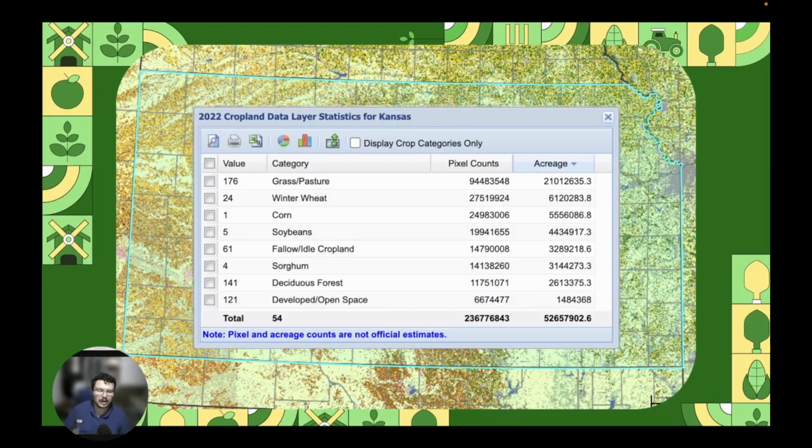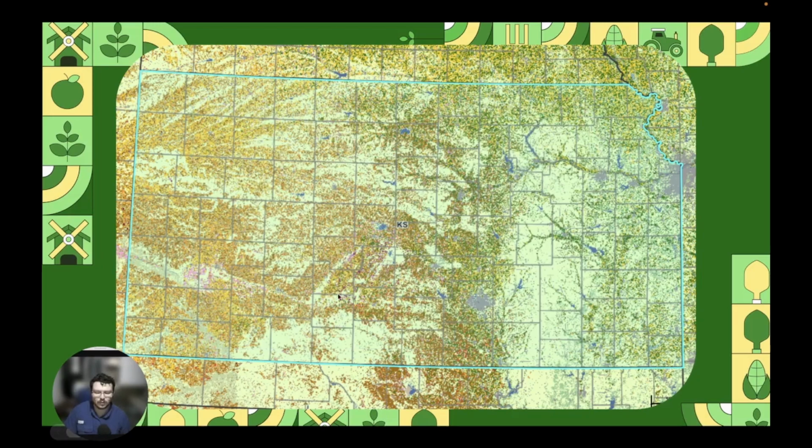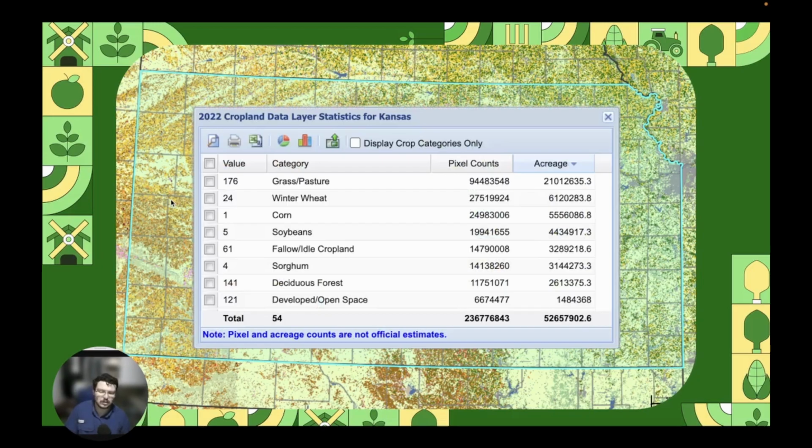So grassland and pasture makes up the majority of our crops here in Kansas, over 2 million acres. Winter wheat, corn, soybean, those make about 1.5 million acres, and that's what we see out here in western Kansas primarily. Western Kansas also has a lot of feedlots. Feedlots are not considered in these statistics. Besides wheat, corn, and soybeans, we do have quite a bit of fallow land, and that's part of our crop rotation pattern, so it makes quite a bit of sense that we'd have a large portion of fallow land. After that, we have sorghum, deciduous forest, and open space or developed open space.